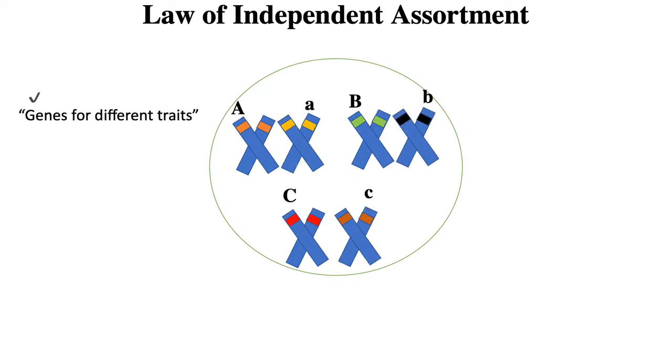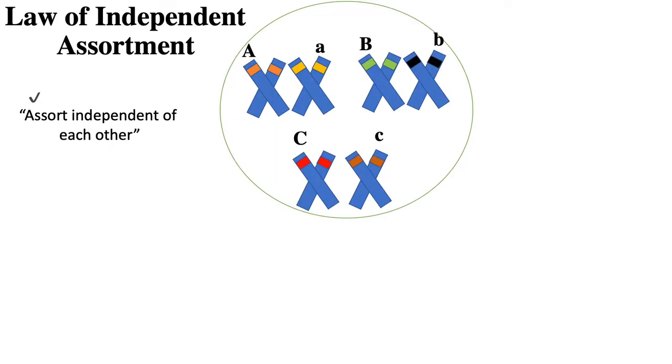The first part says that genes of different traits. This means that we are addressing the genes which represent different parameters. So here we have gene sets capital A, capital B, small b, capital C, small c on these respective chromosomes. So these are the genes of different parameters. The second part states assort independent of each other. This means that the genes will not have a fixed pattern to follow when they segregate in the cells.